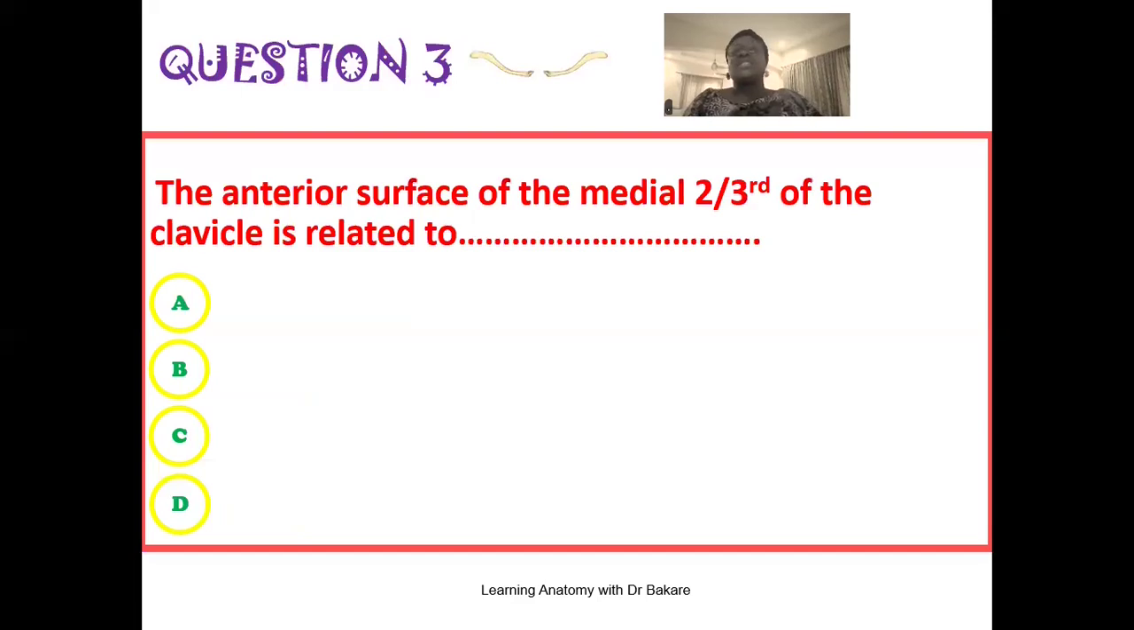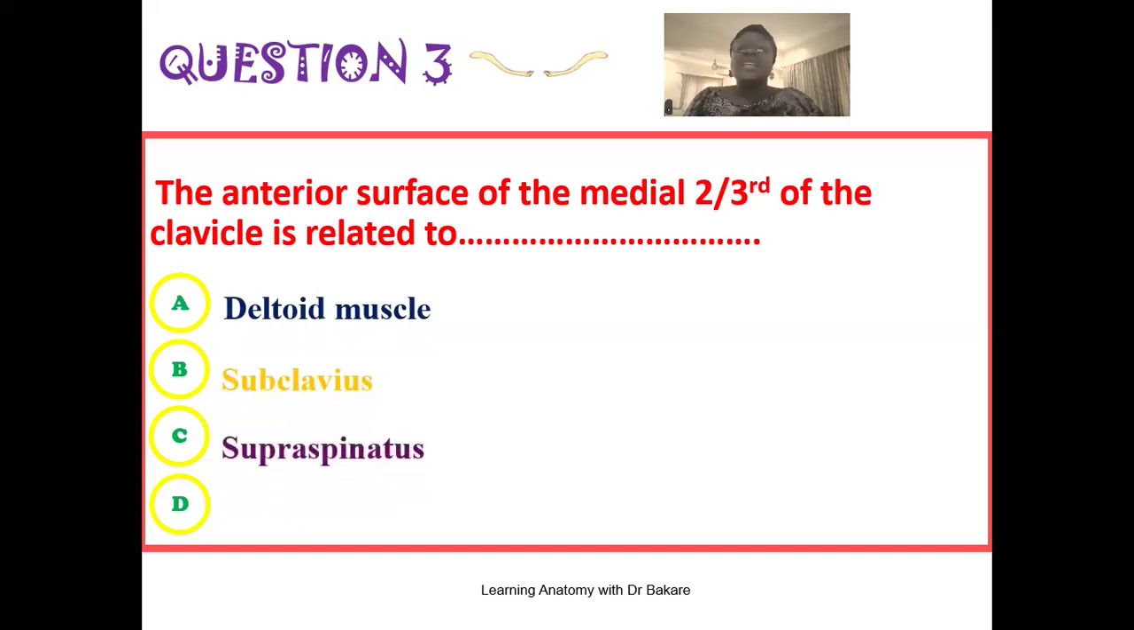So now let's go to the third question, and this reads that the anterior surface of the medial two-third of the clavicle is related to dash. Is it related to the deltoid muscle? Is it related to the subclavius? Is it related to the supraspinatus? Or is it related to the pectoralis major muscle? The correct answer here is the pectoralis major muscle. The anterior surface of the medial two-third of the clavicle is related to the pectoralis major muscle. Hence, this is the correct option.